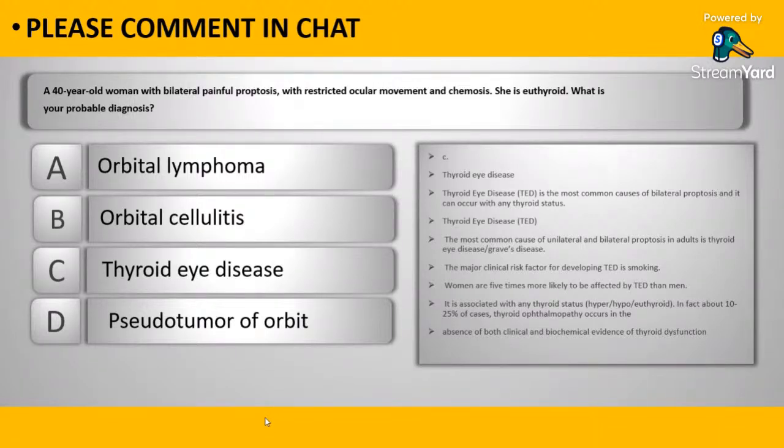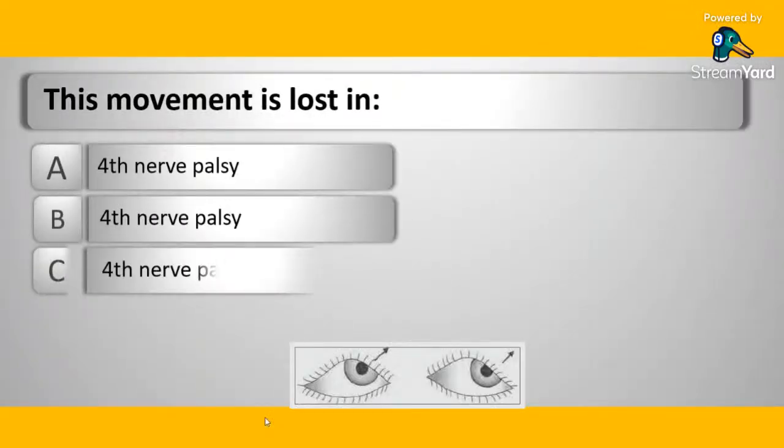The most common cause of unilateral and bilateral proptosis in adults is thyroid eye disease. The major clinical risk factor for developing thyroid eye disease is smoking. Women are 5 times more likely to be affected than men. It can be hyper, hypo, or euthyroid. In fact, in about 10 to 25% of cases, thyroid ophthalmopathy occurs in the absence of both clinical and biochemical evidence of thyroid dysfunction. So the correct option is thyroid eye disease.